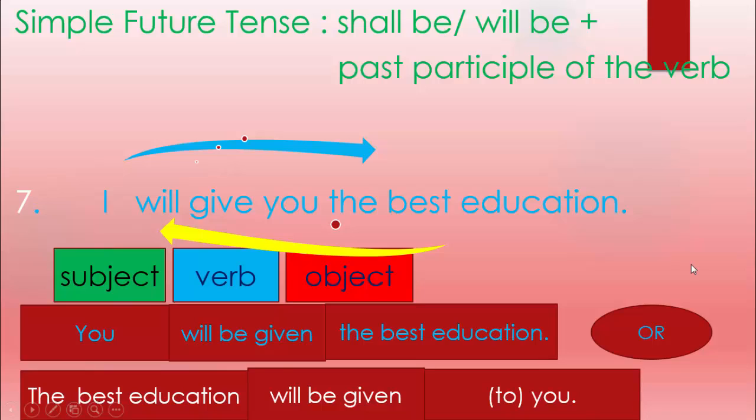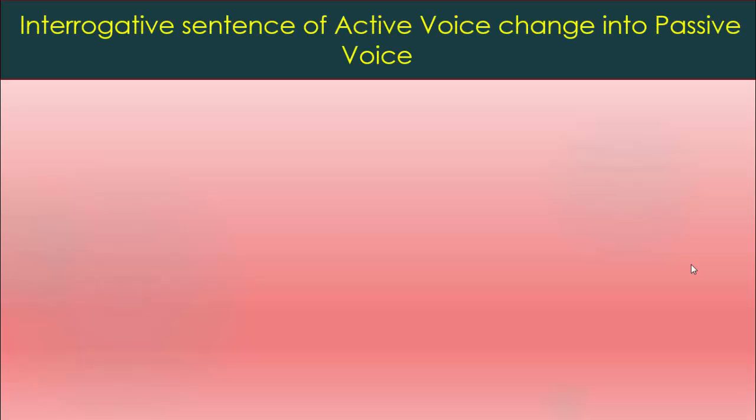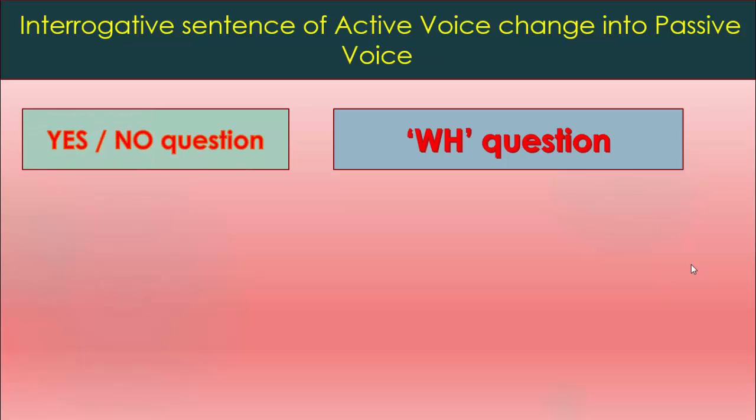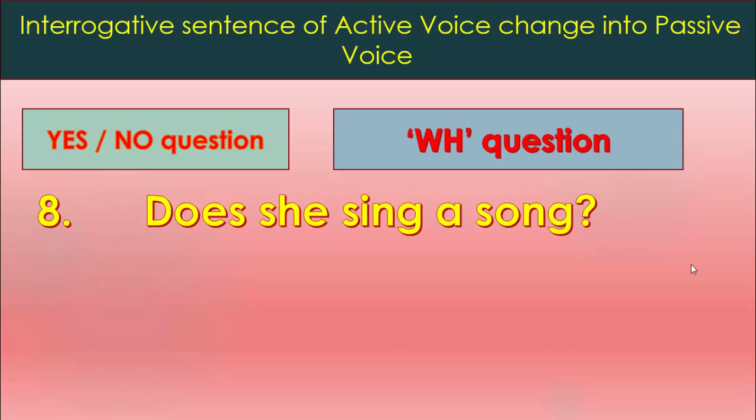So friends, now let us see how an interrogative sentence of active voice can change into passive voice. Friends, there are two types of interrogative sentence. First is WH question and second one is yes-no type of question. First we will see yes-no type of question. Here is an example. Does she sing a song?